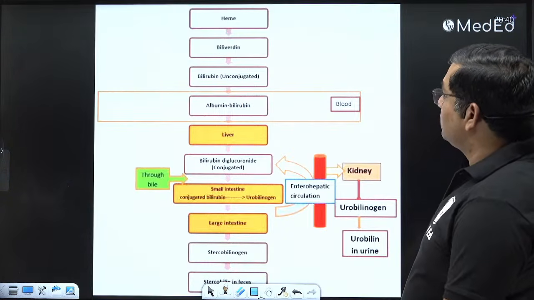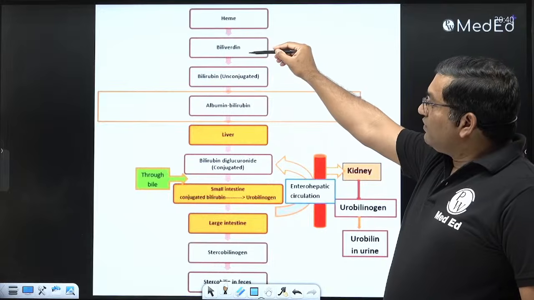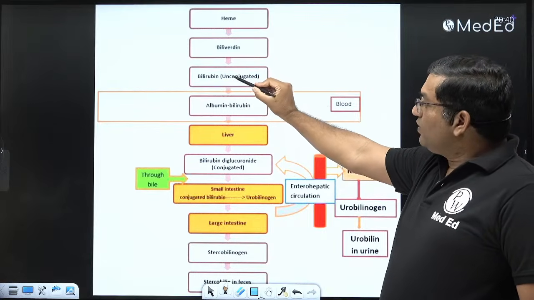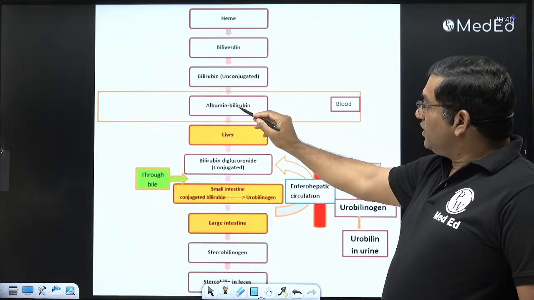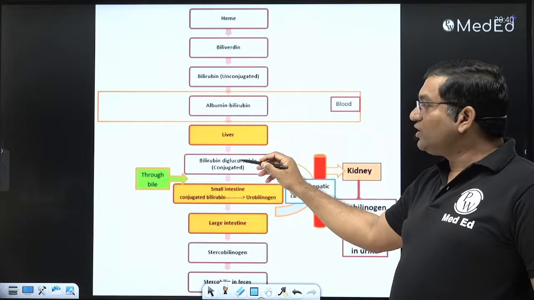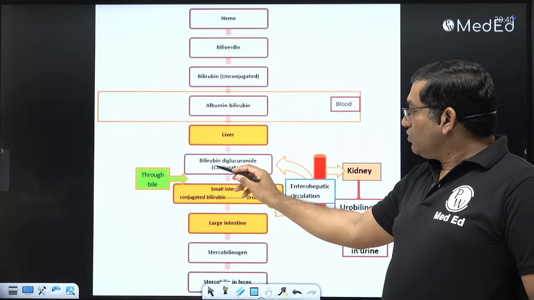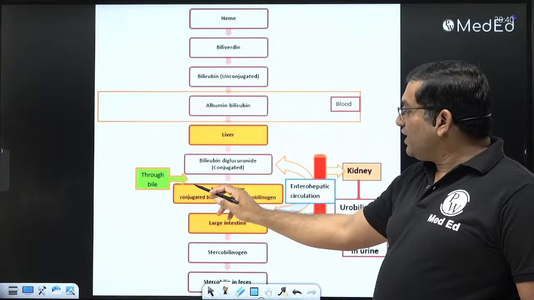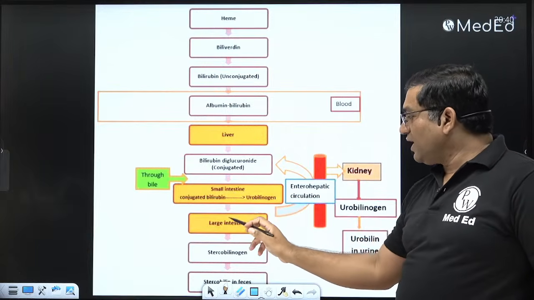Now see this. Heme is converted into biliverdin. Biliverdin is converted into bilirubin. This is unconjugated bilirubin. It is transported in blood bound to albumin. In the liver conjugation occurs, and through bile it enters the small intestine and large intestine.